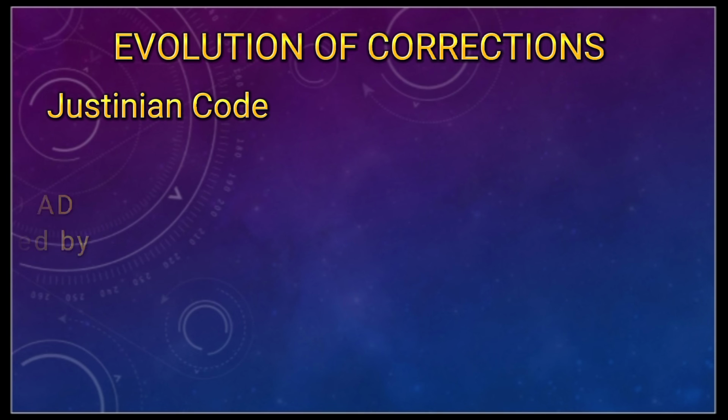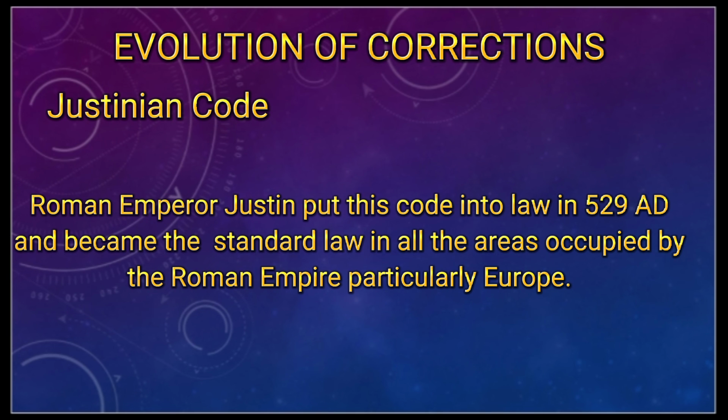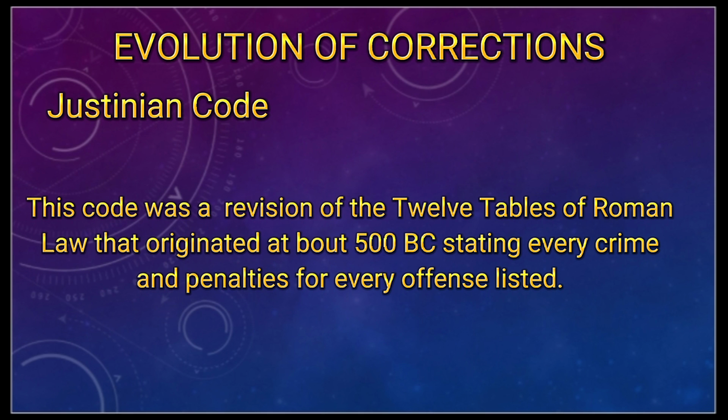Justinian Code. Roman Emperor Justinian put this code into law in 529 AD and it became the standard law in all the areas occupied by the Roman Empire, particularly Europe. This code was a revision of the 12 Tables of Roman law that originated at about 500 BC, stating every crime and penalties for every offense listed.